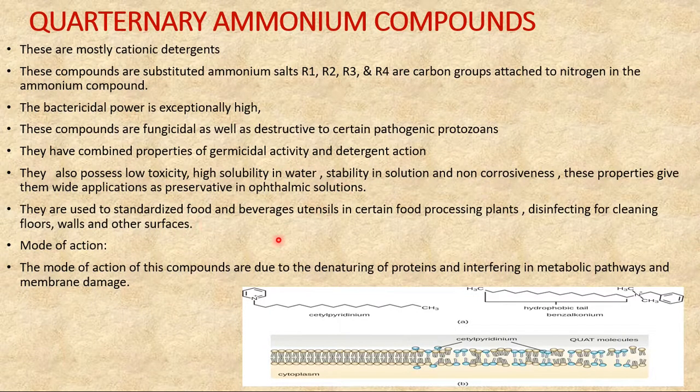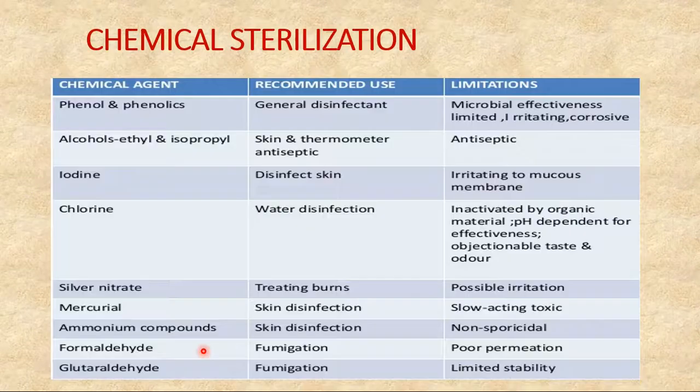Because of these germicidal applications, they are even used in cleaning food and beverage utensils. Coming to the mode of action, it is majorly denaturing of proteins, interfering in metabolic pathways, and membrane damage. See here, it's the plasma membrane of a bacterial cell, which is damaged by removing all these things. So this is all about the different types of disinfectants that we discussed in detail.